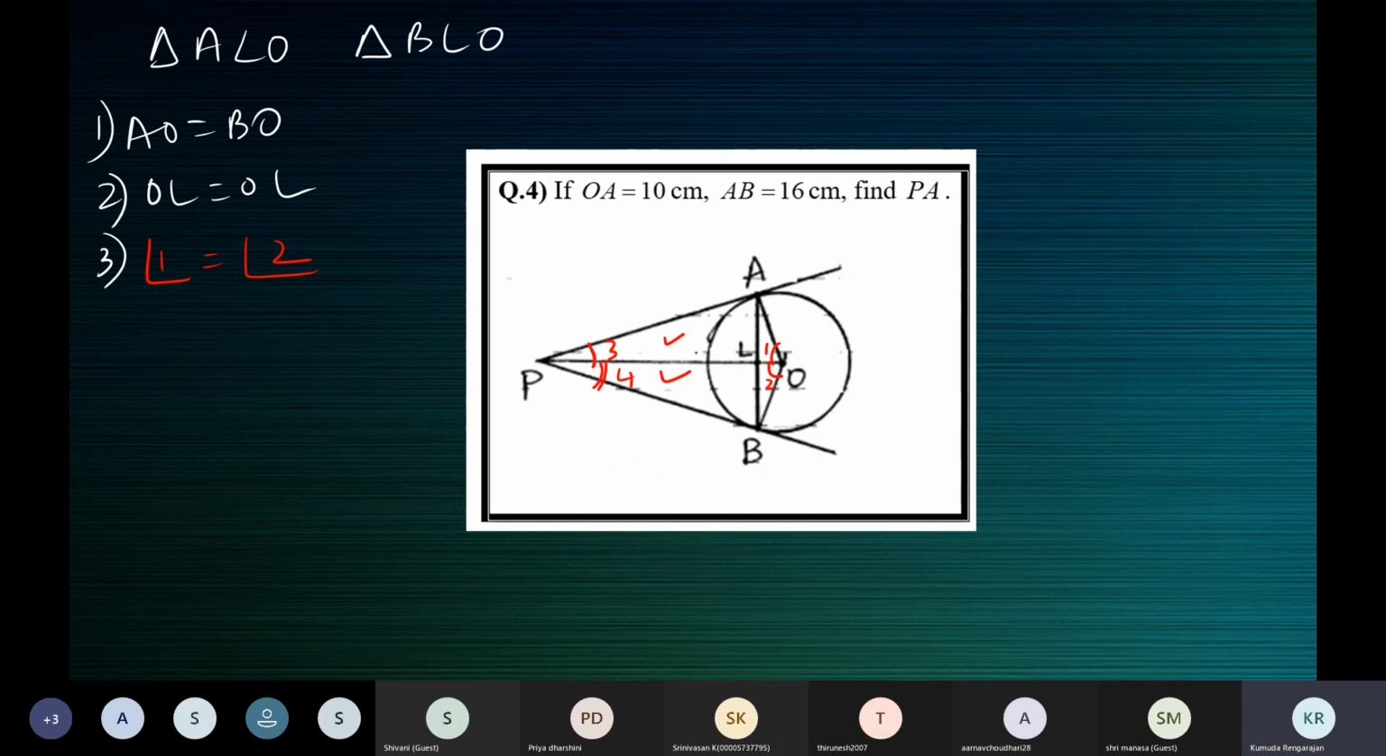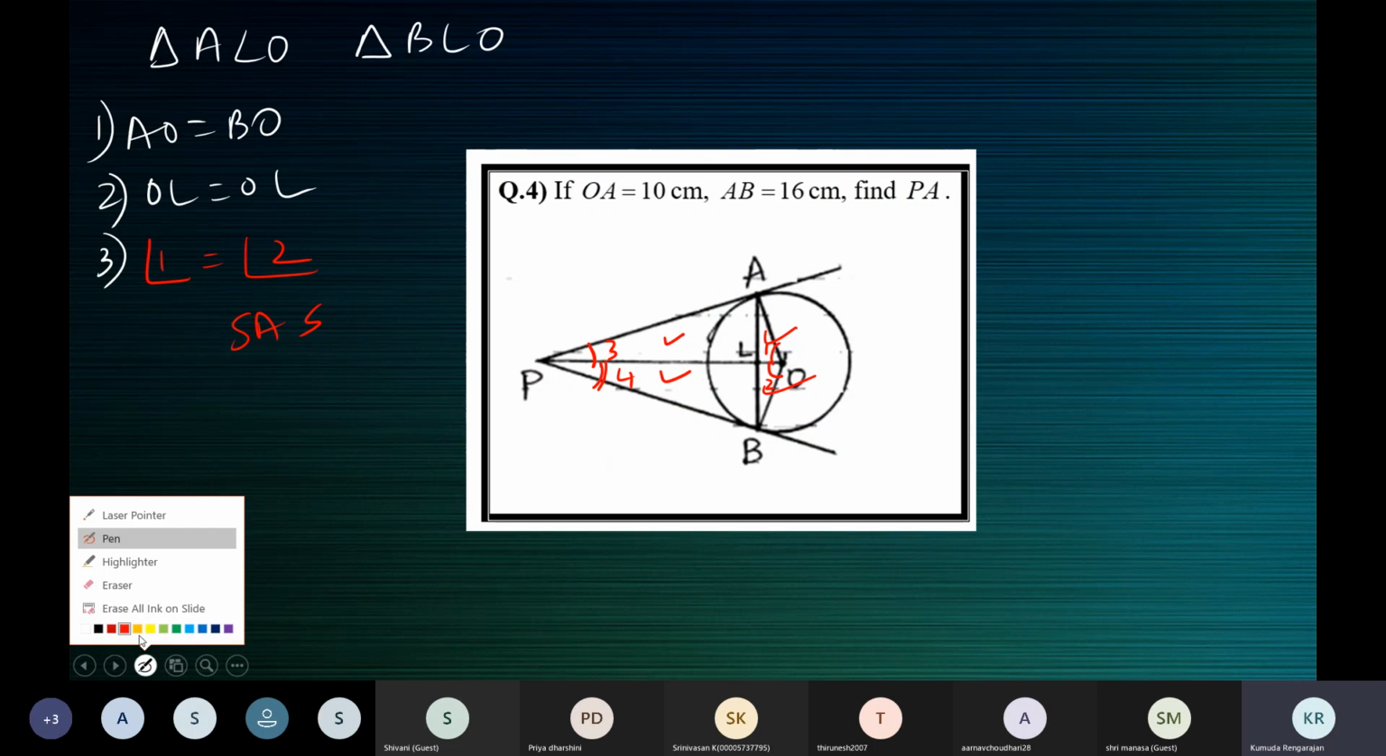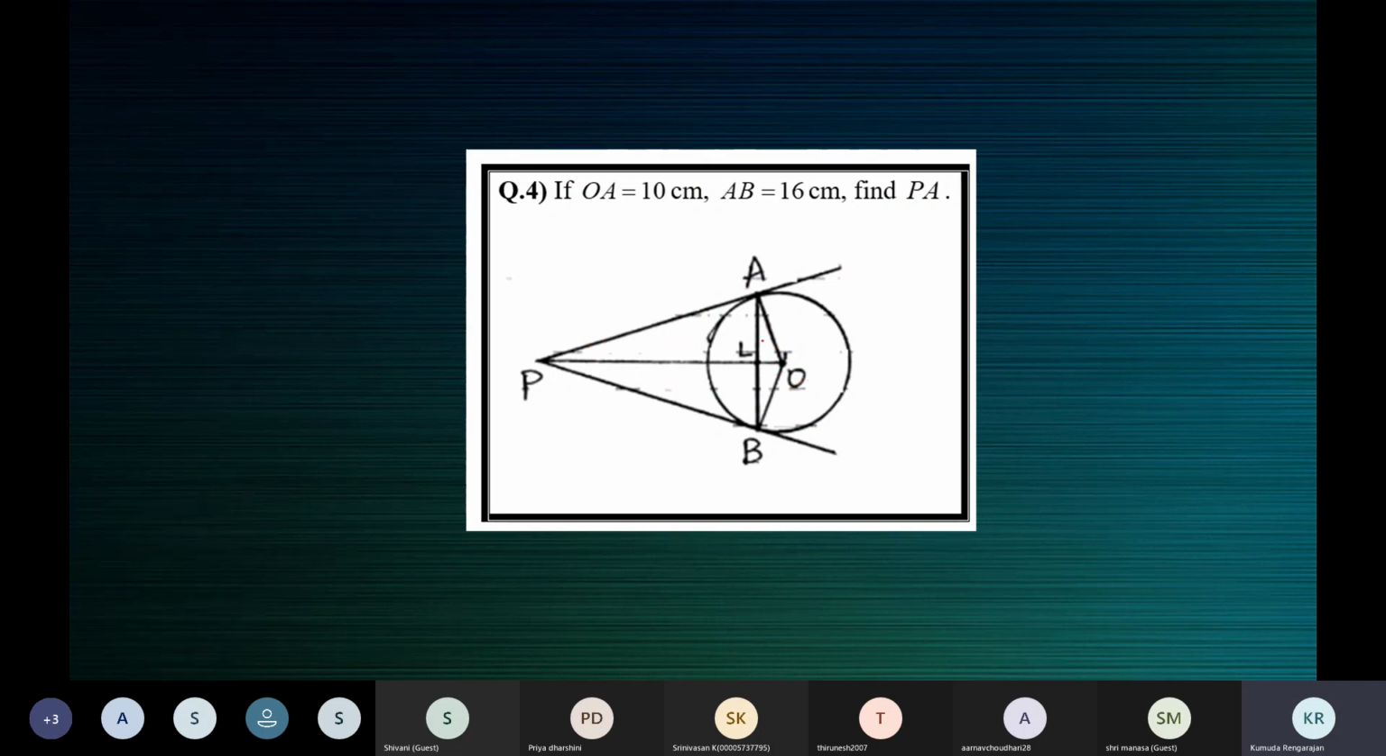Now, what's the congruence rule for these two triangles? What is the rule? SAS. By SAS congruence criterion, the two triangles are congruent to each other. So what should you use? You must say that OA is equal to OB. Then this is the common side and this angle is equal to this angle, if you're taking up these two triangles.